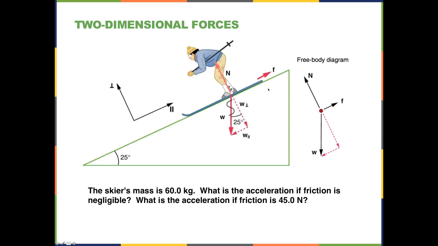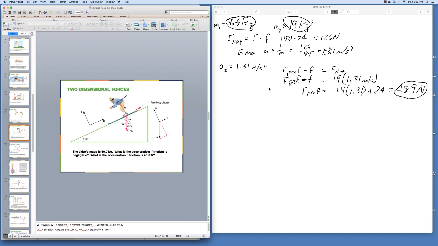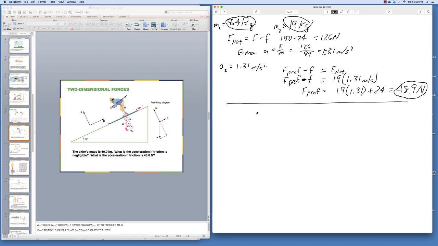So here's another problem that we're going to look at. We have a skier here, and the skier's mass is 60 kilograms, and the question is, what is the acceleration? First, if there is no friction, and second, if there's a friction of 45 newtons. So let's first look at it if there's no friction.